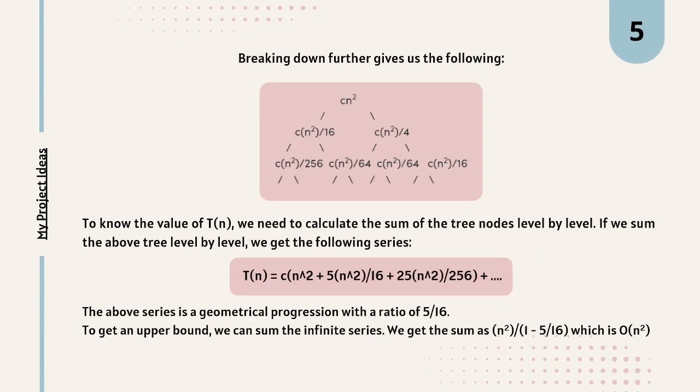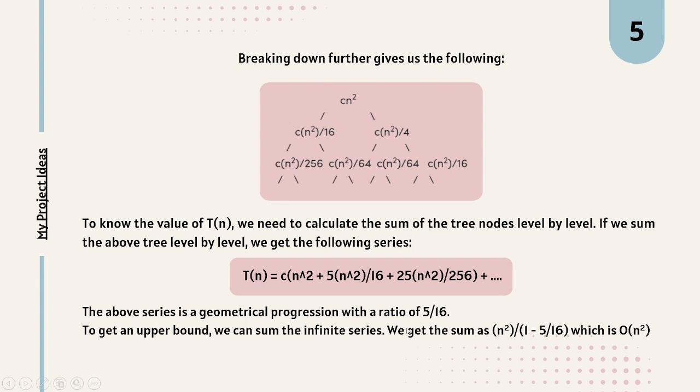Then, if you break it down further, because you are making Cn square, you are dividing in the terms of n square. So again, when you divide, you get 256, 64, then 64 and 16. So to know the value of Tn, what do you need to do? You need to sum all the levels. So this level, this level, this level, sum the time complexity of all the levels. After doing the sum, you get the final time complexity.